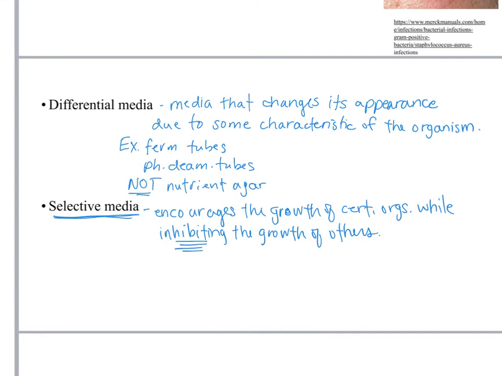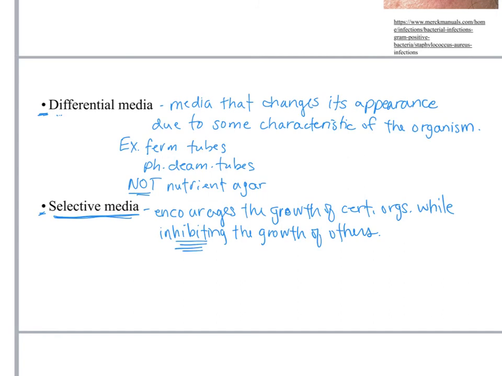Okay, so selective media, if you streak out a mixed culture, maybe only one of those organisms is going to grow, or maybe only the gram-positives, or only the gram-negatives, or only organisms that are resistant to whatever antibiotic you put in there. Okay, so with differential media, everything grows, but certain things look different. With selective media, only certain things grow. And certainly media can be both differential and selective. They can be neither one as well.